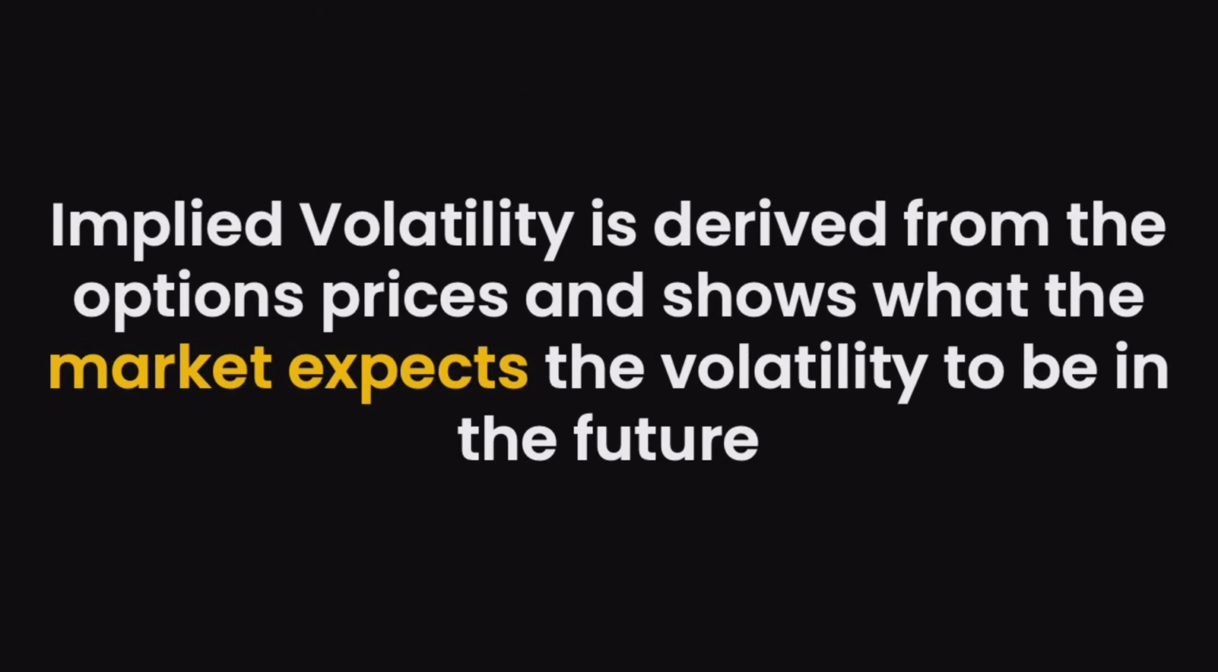Now, to take this forward, let's dive into implied volatility and how it connects everything that we've learned so far to define our edge as options traders. Implied volatility is derived from the options prices and shows what the market expects the volatility to be in the future. Implied volatility is a crucial concept, and as I said, it's derived from an options price. It essentially reflects what the market anticipates about a stock's future volatility.